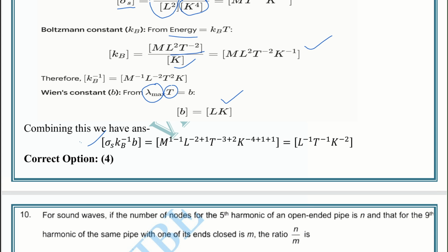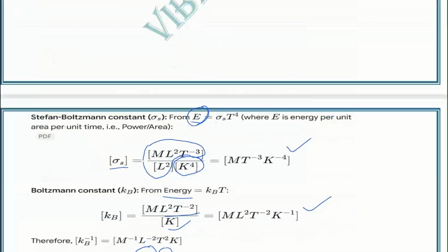On multiplying each of the terms, we found that this function, sigma S Kb to the power minus 1 into b, has the dimensional formula L to the power minus 1, T to the power minus 1 and K to the power minus 2. So I will consider this question as tough.